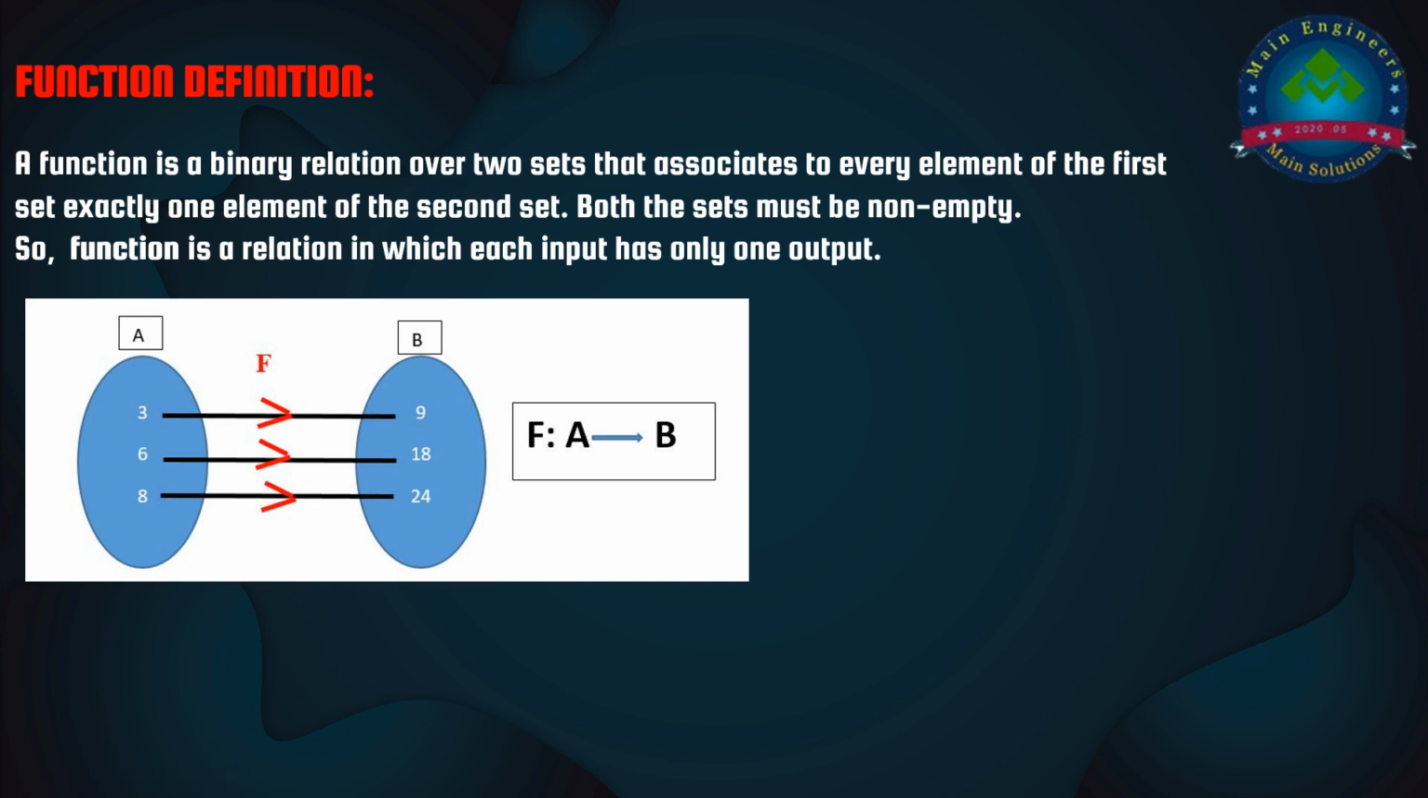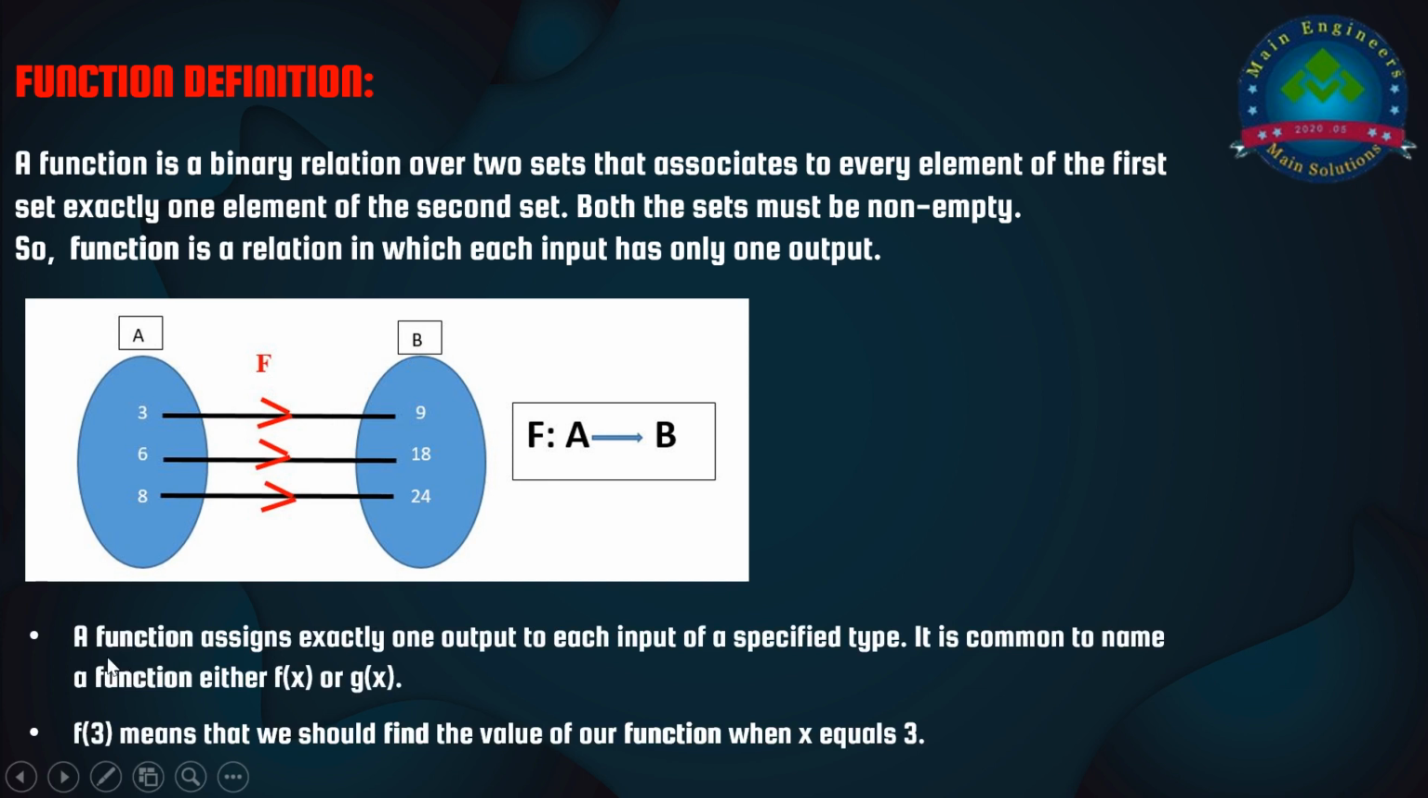How are we going to denote the function? We can denote it as f: A → B. If we write it as an equation, it becomes f(a) = b. Also, a function assigns exactly one output to each input of a specified type. It is common to name a function either f(x) or g(x). We can also write a(x), b(x), c(x), but normally you will find functions written as f(x) or g(x).